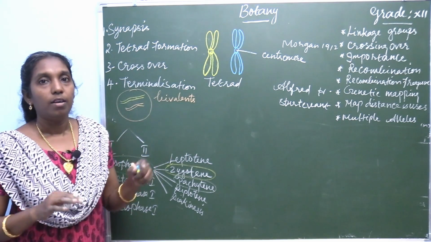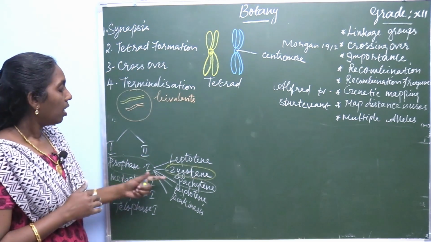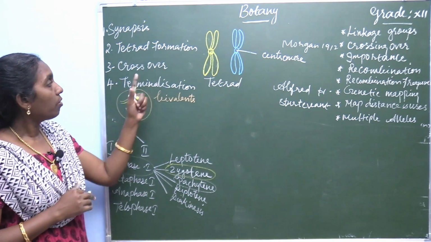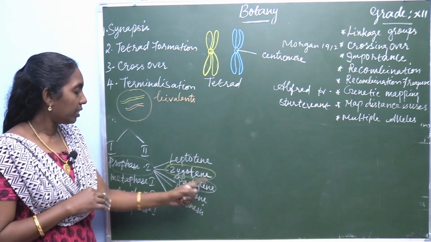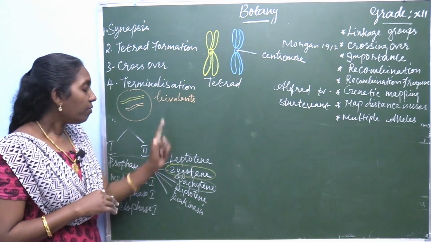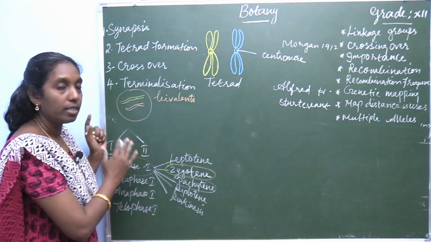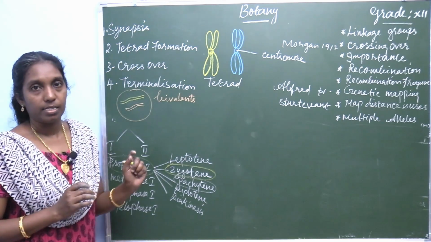Tetrad formation occurs at the time of the Pachytene stage. Crossing over takes place at the Pachytene stage, and the bivalents are formed at the Zygotene stage. All these stages are in Prophase I of meiosis.